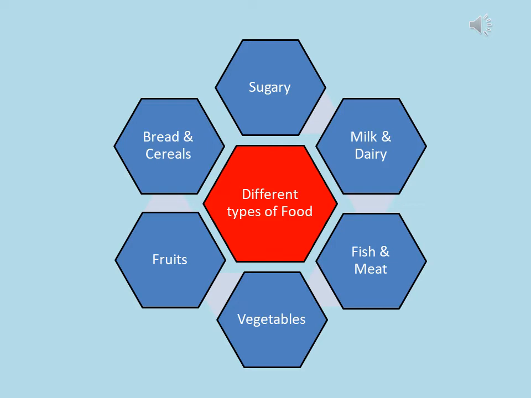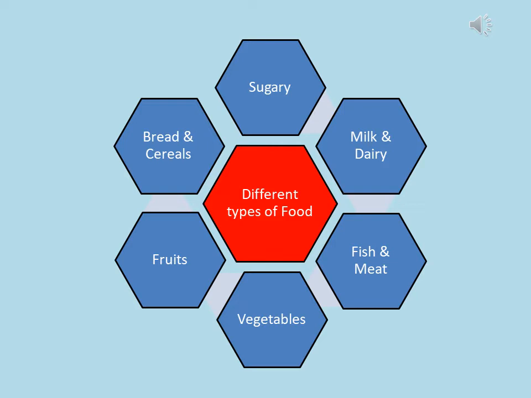The next type of food is fish and meat, which gives you protein and iron for healthy blood. Fish is filled with omega-3 fatty acids and vitamins, isn't it? So let's head over to the next type of food, vegetables. They are important sources of many nutrients, including potassium, dietary fiber, folic acid, vitamins A, C, etc.